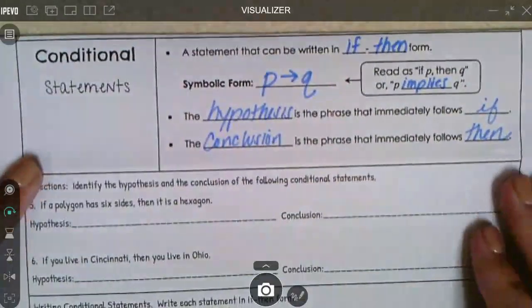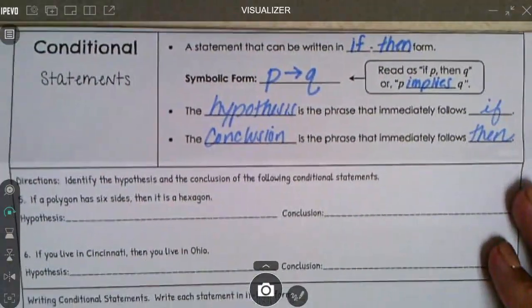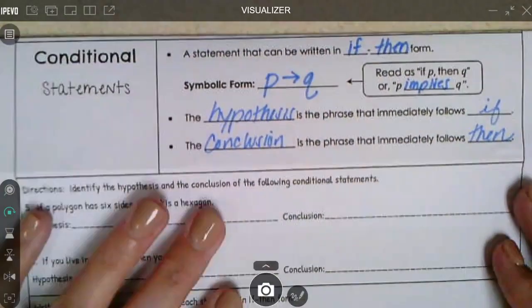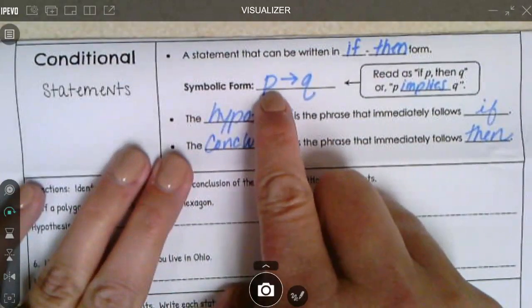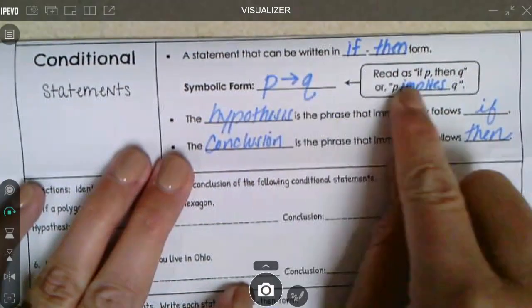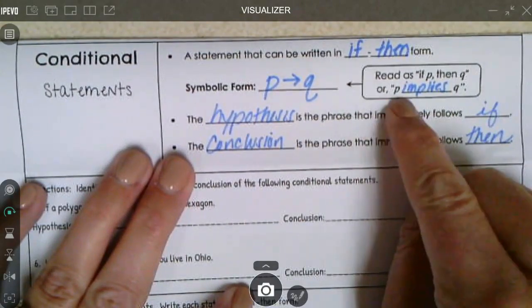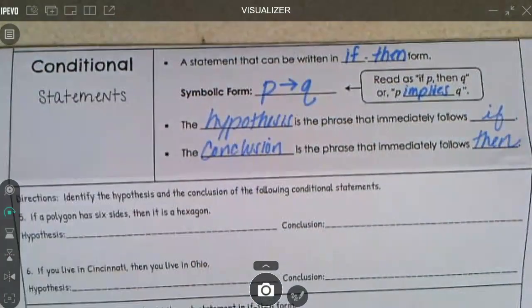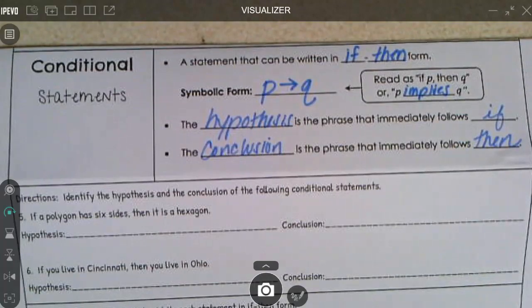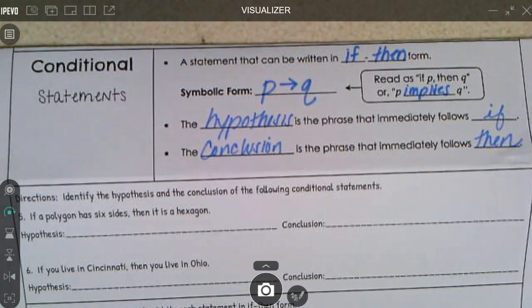Conditional statements: a statement that can be written in if-then form. In symbolic form, you're going to put P and then an arrow and Q, and you're going to read that as if P then Q, or P implies Q. The hypothesis is the phrase that immediately follows if. The conclusion is the phrase that immediately follows then.